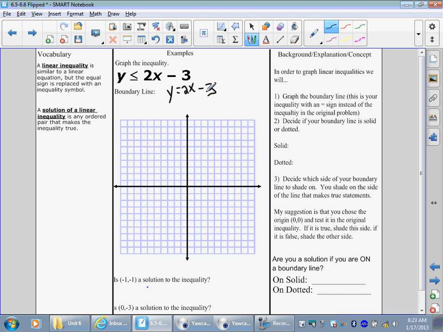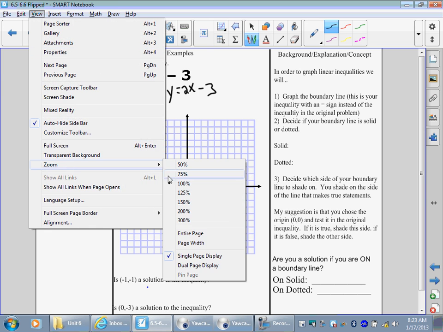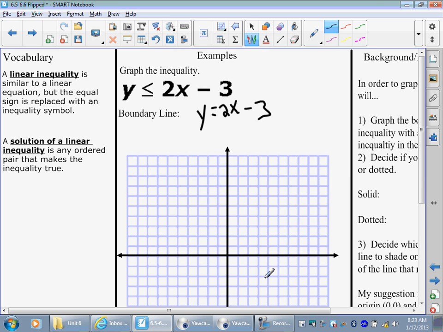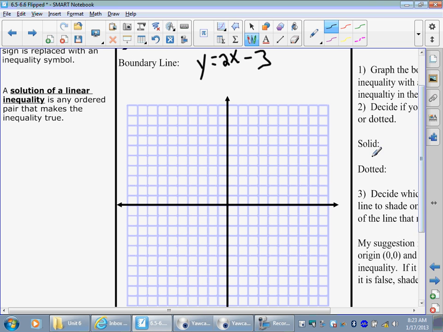Now, we'll recognize from our last unit that this boundary line, the y-intercept, is -3. So, make it a little bigger here. The y-intercept of that is -3.